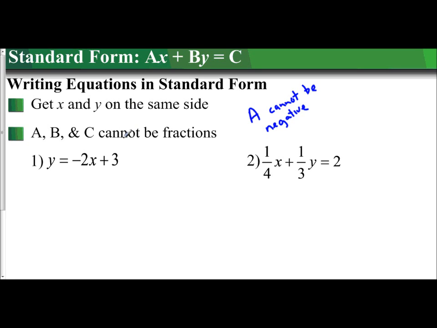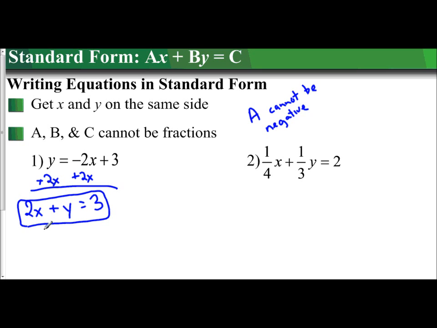The leading term must be a positive number. So when we look at the first example, y equals negative 2x plus 3, we know it's not in standard form. We need to get the x and y on the same side. So if I decide which one I'm going to move, I'm going to move the x term to the left side because that puts both the terms on the same side, and by moving it, I'm actually going to be adding. So we do 2x plus y equals 3, and that is the standard form of the equation.